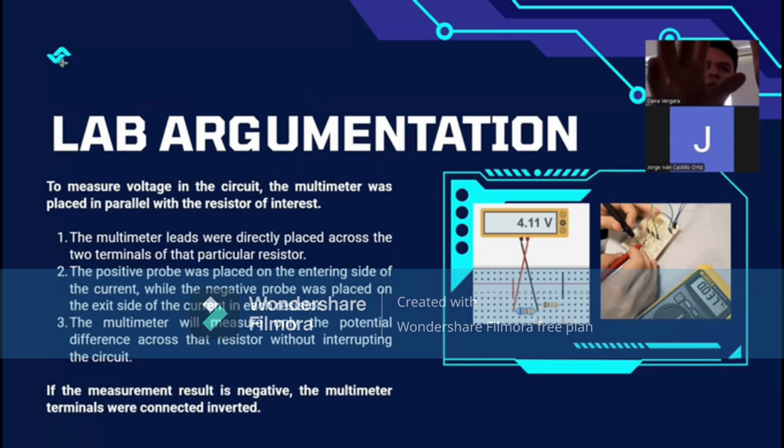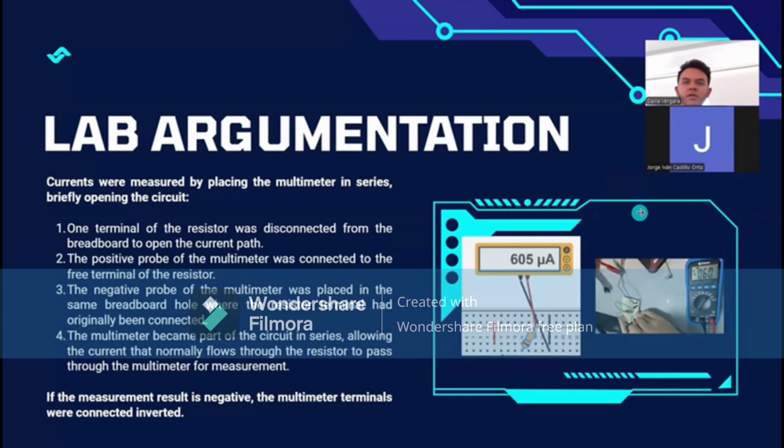For the lab argumentation, here are the results obtained in the laboratory compared to the results obtained in the simulation. As we can see, the multimeter does give us the values that we calculated in Tinkercad. Something important to point out is that the measurement is negative because the tips of the multimeter were inverted, but that doesn't change the result. That is the magnitude. And here we can see another result. First we got a multimeter that just measured in microamperes, and then we got the right multimeter that gave us the result in milliamperes.